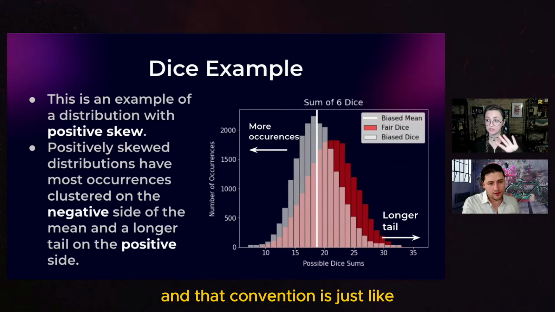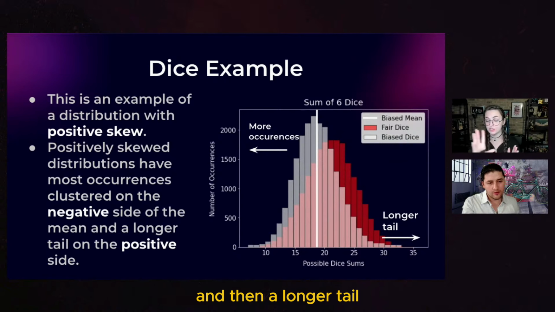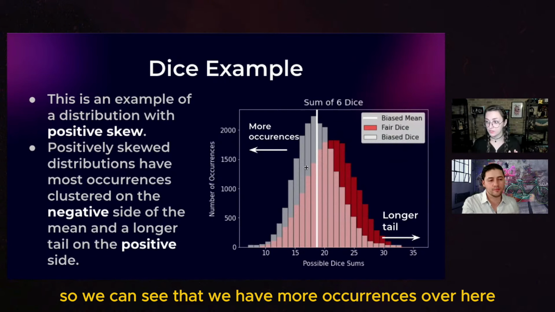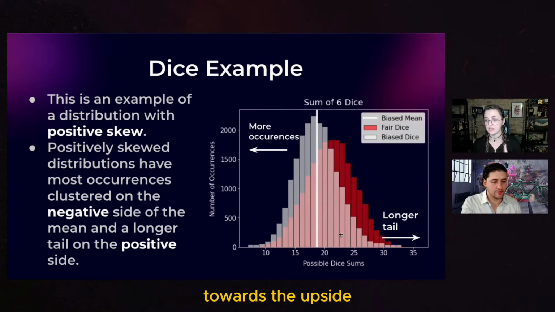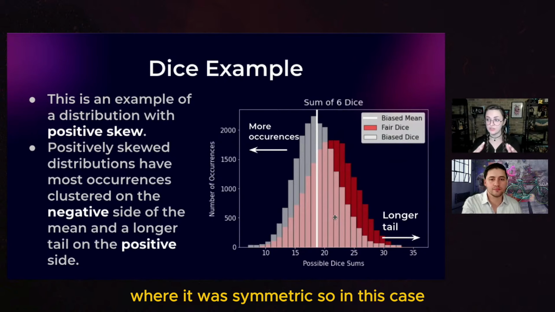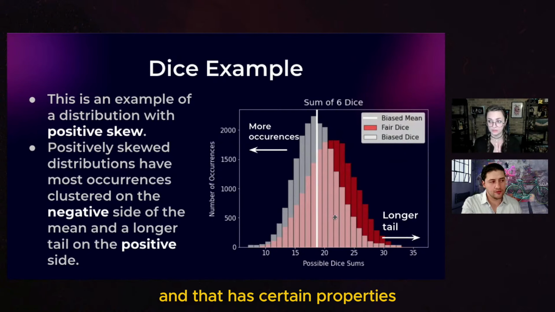And that convention is just like the side with the smaller numbers for the mean, we call that the negative side, and then a longer tail on the positive side of the mean. So we can see that we have more occurrences over here, but the trade-off is that we have a longer tail towards the upside compared to that normal distribution, where it was symmetric. So in this case, we're seeing the skew of the distribution, which just measures the asymmetry of the distribution, and that has certain properties. Make sense?